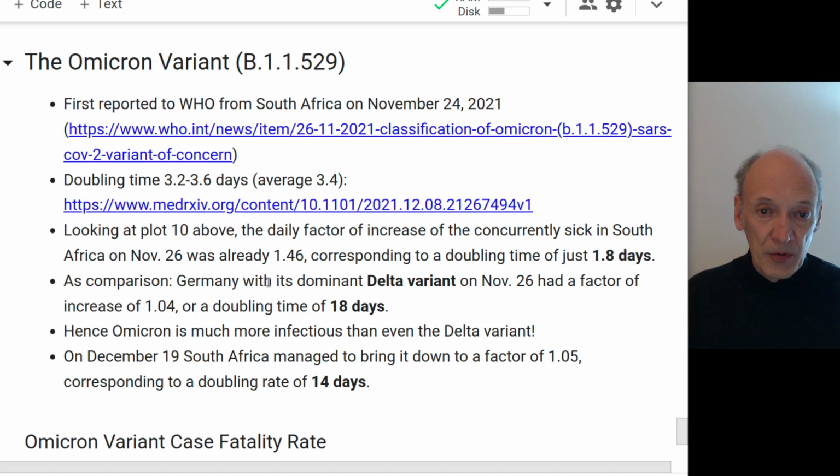As comparison, Germany with its dominant Delta variant on November 26 had a factor of increase of just 1.04, or a doubling time of 18 days, so 10 times that much. Hence, Omicron is much more infectious than even the Delta variant. On December 19th, South Africa managed to bring it down to a factor of 1.05, corresponding to a doubling rate of 14 days.